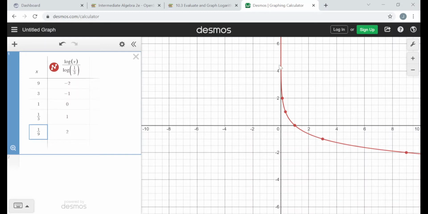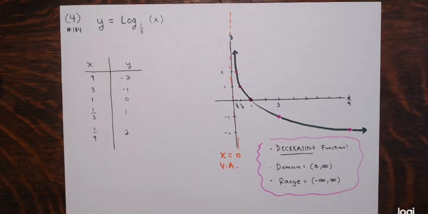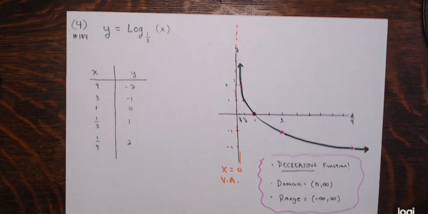Alright, but yeah, vertical asymptote at the x-axis again, right? You can zoom in as much as you wish and see that the red graph doesn't actually touch it. The domain is positive numbers only, the range is all real numbers, and it's a decreasing function, just like in my drawing. Alright, wonderful. Now the last example before I just write out in general what a basic logarithmic function with a base less than 1 looks like.